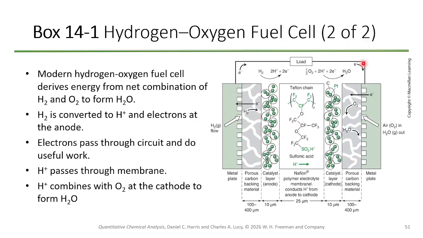The electrons are going to pass through a circuit. They'll do some sort of useful work, power something, etc. Again, these are currently being used. The H plus will then pass through a membrane of some sort. There's actually a whole variety of membranes that you can use here. Teflon chains with sulfonic acid is one of the newer, more interesting ones that seems to be working really well. Again, the H plus passes through the membrane here. H plus will then combine with oxygen at your cathode. This will form H2O, which is water.